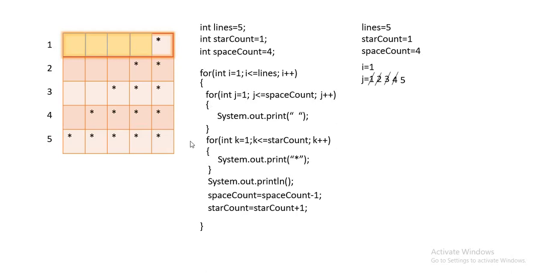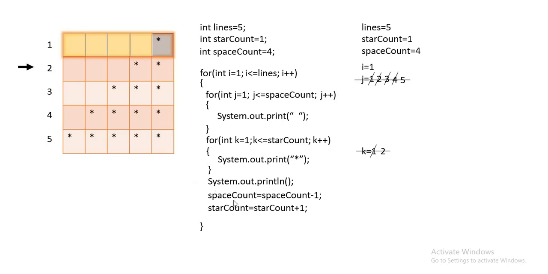Then we have a for loop with integer k equal to 1, k less than equal to star count, means 1 less than equal to 1, condition is true, so print star. Then go back to k++, k becomes 2, but 2 not less than equal to 1, so end this for loop and print a new line.